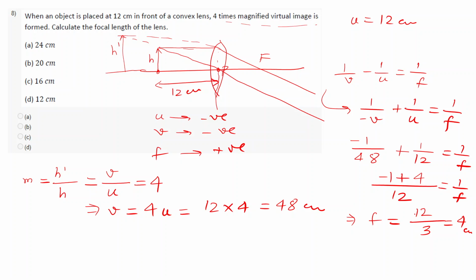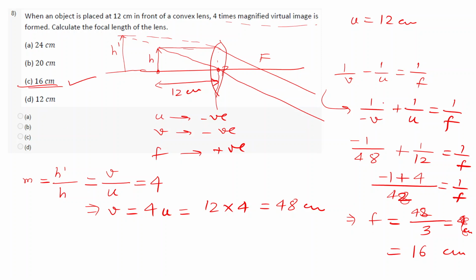Oh sorry, what happened? Sorry, this is 48. When we take LCM of 48 and 12, it will be 48. So the answer will be 16 centimeter.